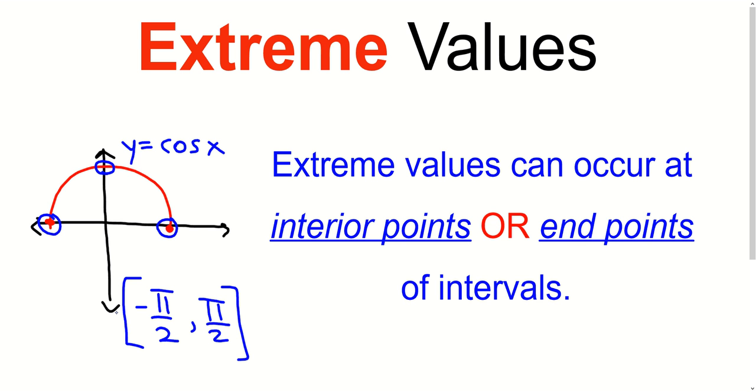Extreme values are your collection of minimums and maximums, and they can occur at any interior point or any endpoint of your interval. For example, for our y equals cosine x function here, you can see that we have a maximum right up here at the top. That's (0, 1) actually. And we have a tie for minimums, and they're at the endpoints. For cosine, those minimums would be (-pi/2, 0) and (pi/2, 0). So there's a tie for the minimums.